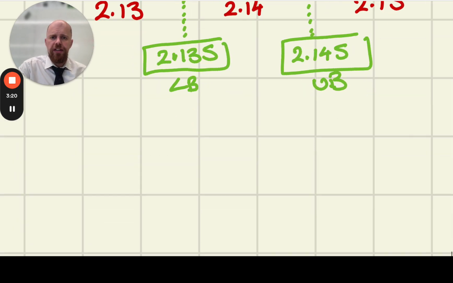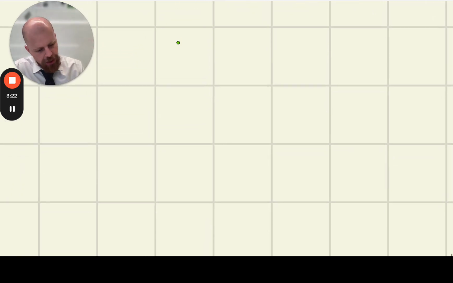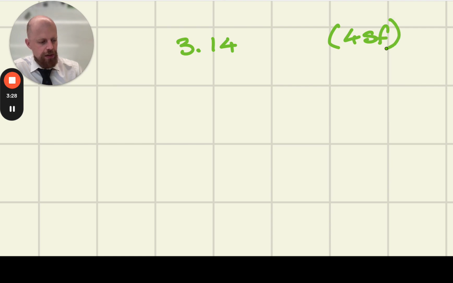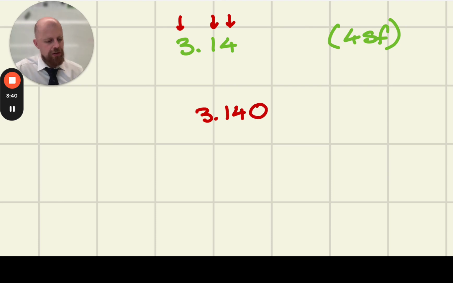Let's do one final example. Let's say that I'm looking at 3.14 to the nearest 4 significant figures. Now you need to be slightly careful here because I've only given 3 significant figures. So the 4th significant figure is actually a 0, 3.140. The number above it is 3.141.